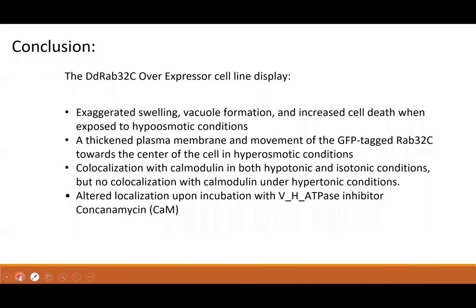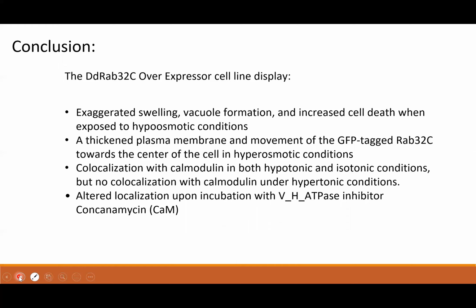All right, so that's my conclusion for this presentation. So what did we learn? What did I learn? I learned that the Rab32C overexpressor cell line does display exaggerated swelling, vacuole formation, and increased cell death when exposed to hypoosmotic conditions. It's very exaggerated when it's put under these conditions.